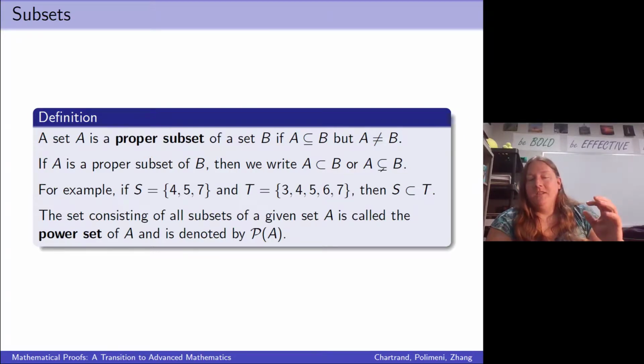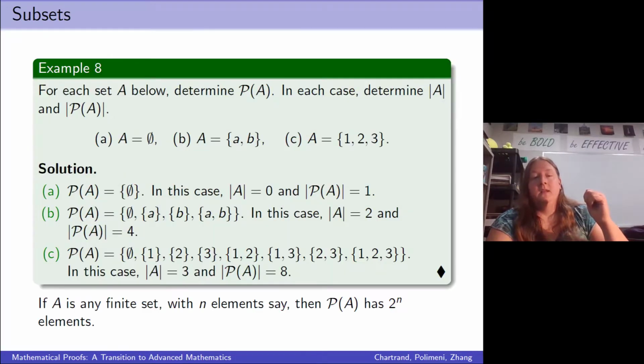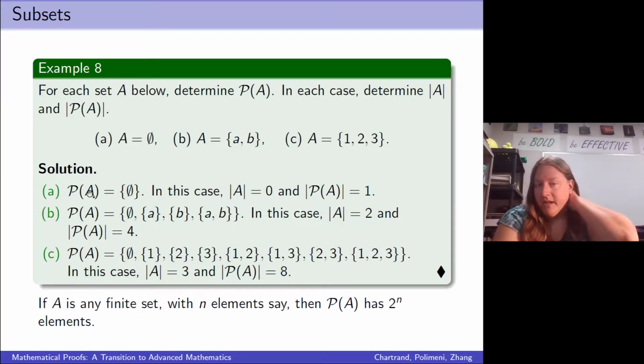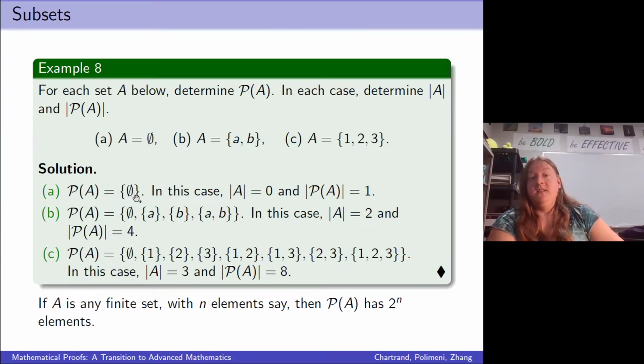And then we've got this idea of a power set. You can build up a power set of a set by making a list of all the possible subsets of that set. So here's an example. All right, so here I've got A is equal to the empty set. So the power set of A is the set that contains the empty set. That's the only thing that's in it.